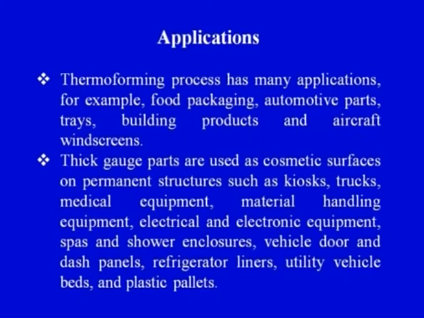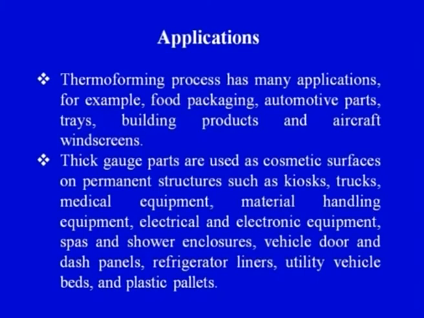Now, let us see the applications. Thermoforming process has many applications. For example, it can be used for making food packaging sheets. Automotive parts can be made by thermoforming process. Trays, building products and aircraft windscreens etc. are some of the application areas of thermoforming where the plastic sheet of different types of plastics depending upon the final requirement is deformed to get the desired product.